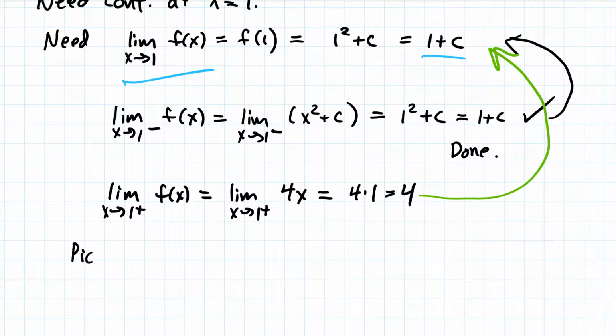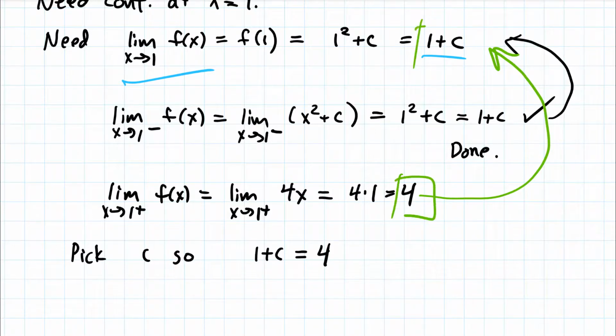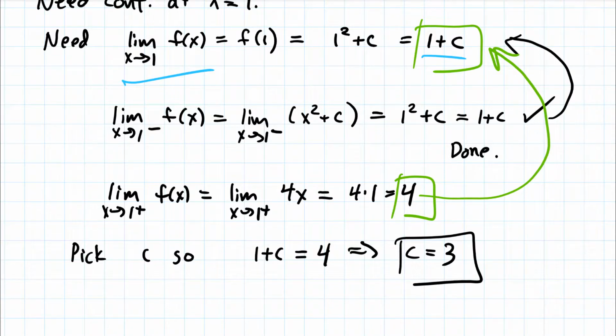So pick c so that 1 plus c is 4. And again, it's because I have to have this guy matching this guy. So if you solve here, this will tell you that c has to be 3. So if you pick c equals 3, then it's a nice continuous function.